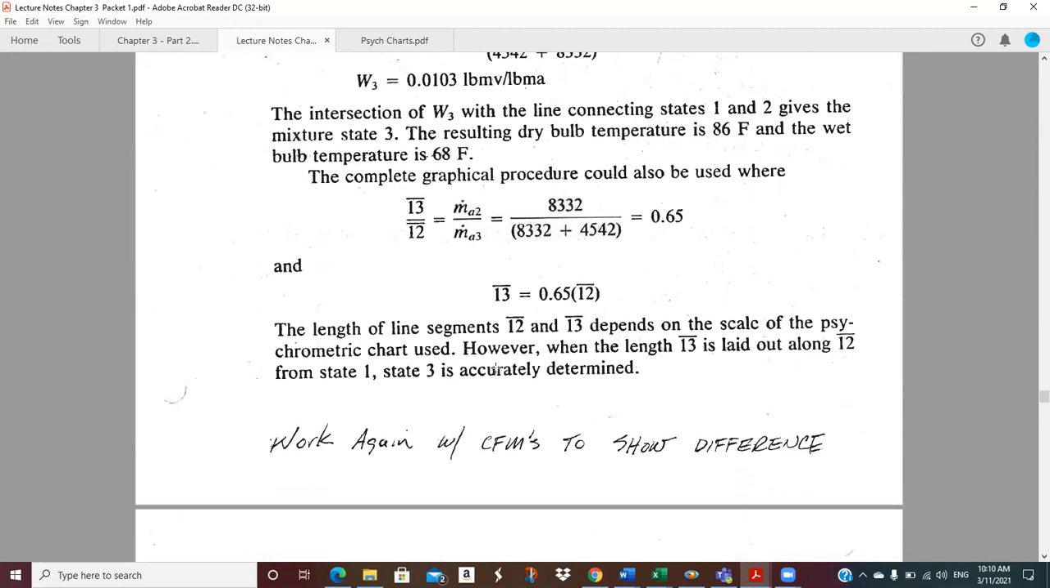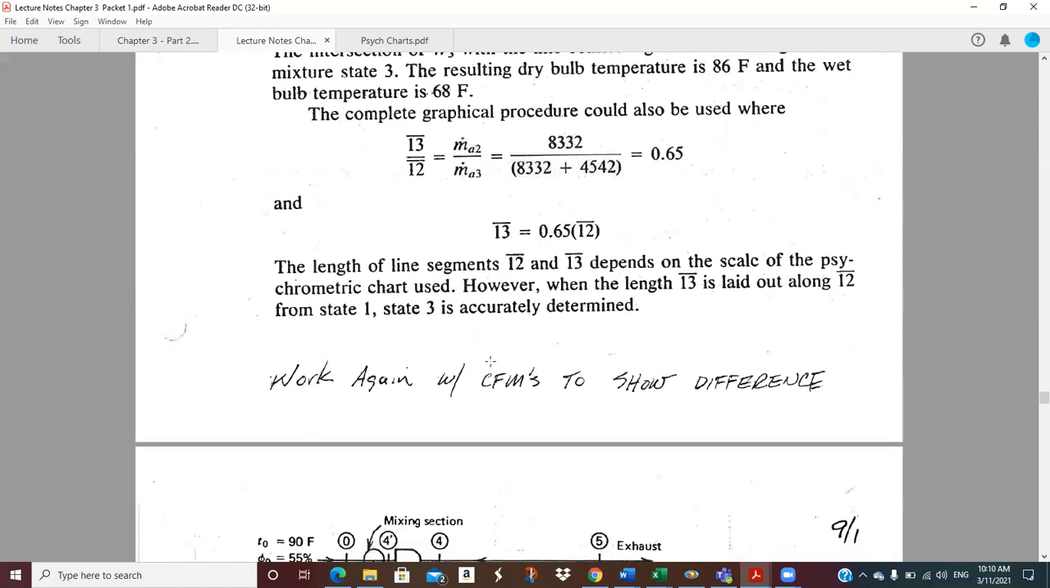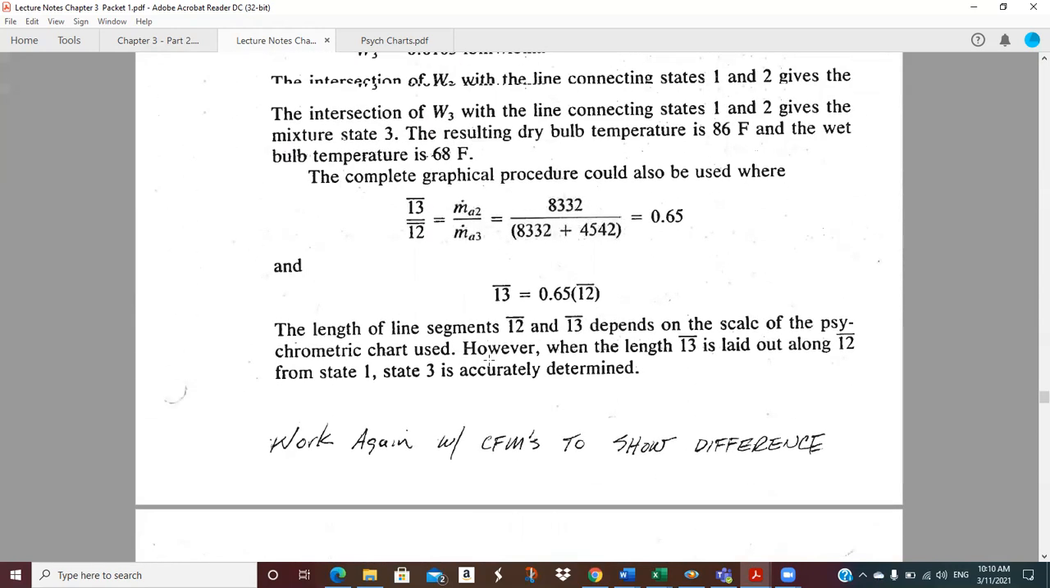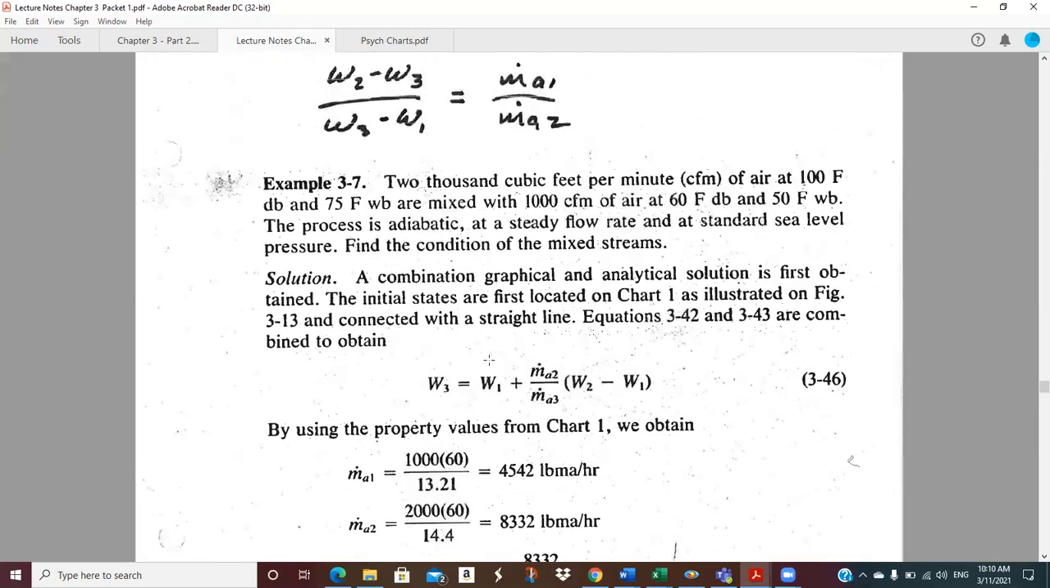Okay. Work again. I'm not sure what that note refers to at this point. Okay. So now we're done. We got plenty of time.